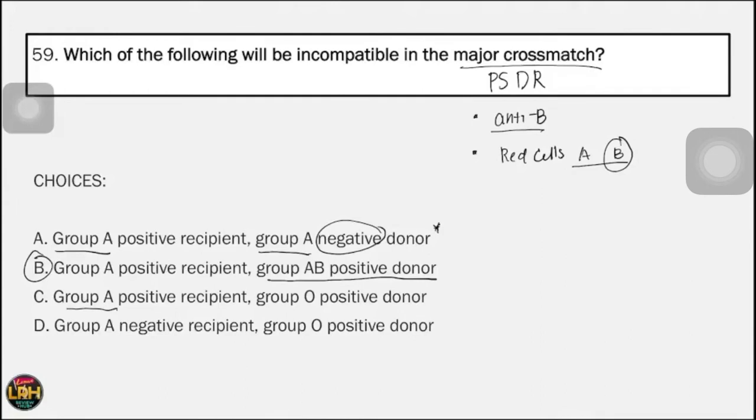Group A positive recipient receiving from Group O positive donor, since Group O individuals do not contain antigens A or B on their red cell membrane, they are considered compatible for major cross-match. So 59, letter B.